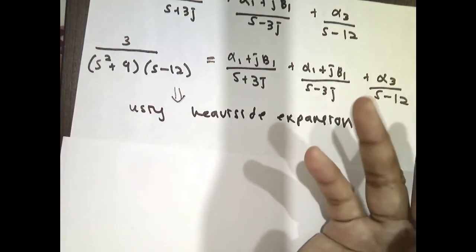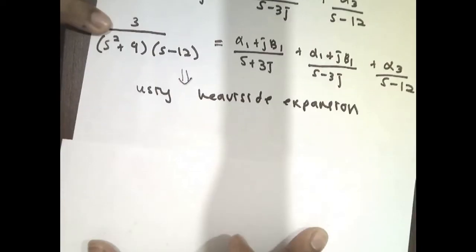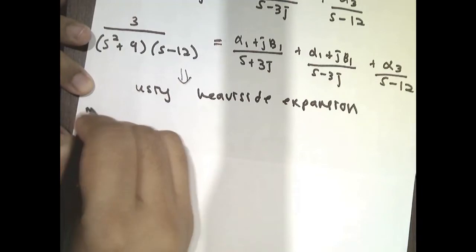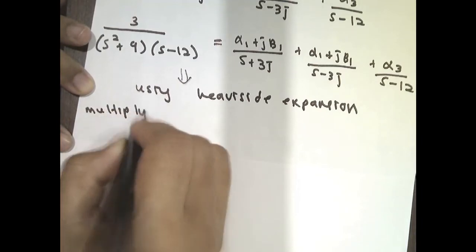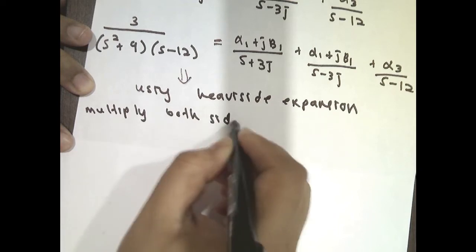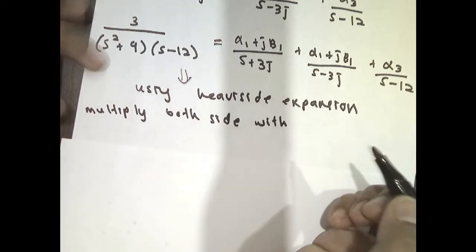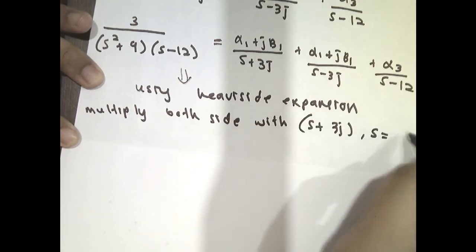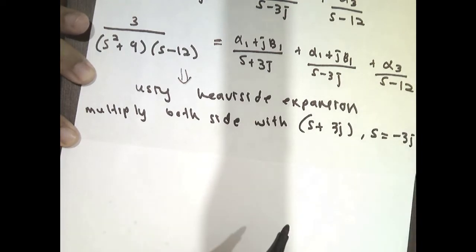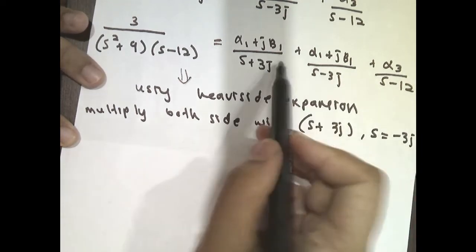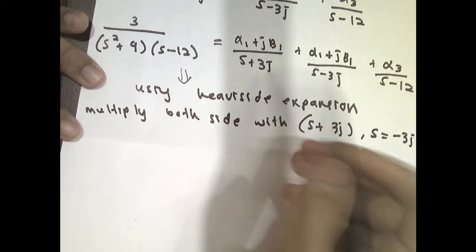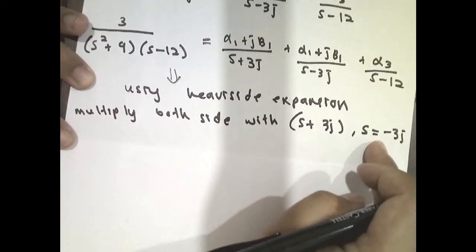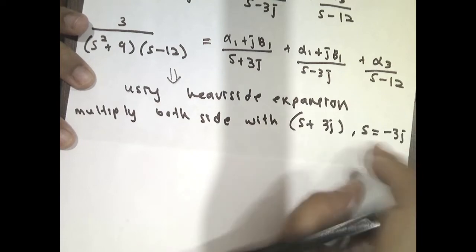where we have 4 methods in the lecture note, but to solve this one, I will use the method where I have to multiply both sides with s plus 3j, and then s equals to negative 3j. So just take any of this denominator to start, and then make it equal to 0, so the s will equal to negative 3j. So you start with this.